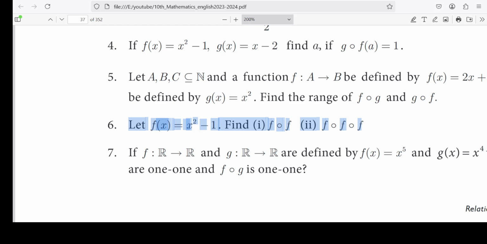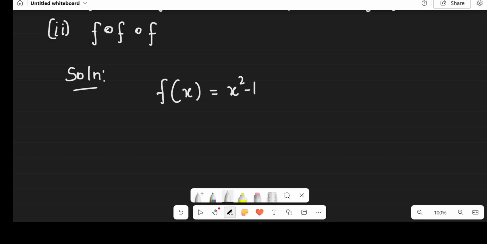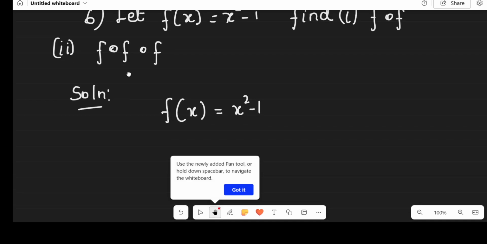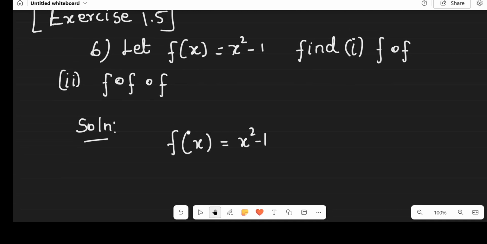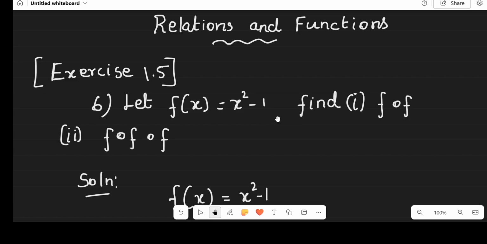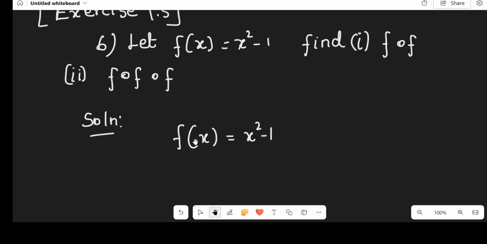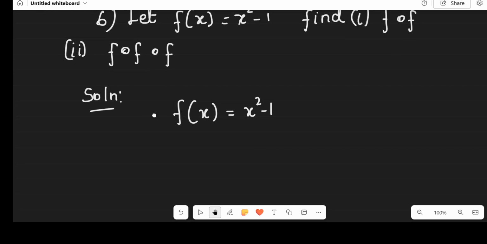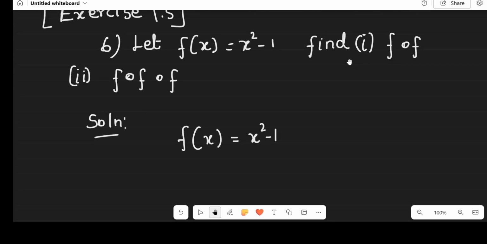Here I have written the question. Here the question is, let f of x equals x square minus 1. Find f of f and f of f. For the solution, I have written the given data. What is given in the question? F of x, that is x square minus 1. Next, what had been asked in the question? F of f, right? The first sub question is f of f.